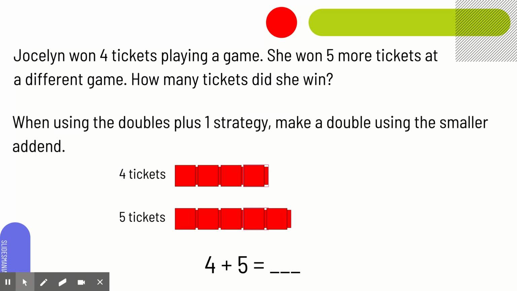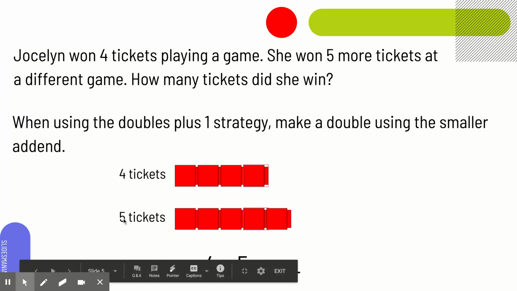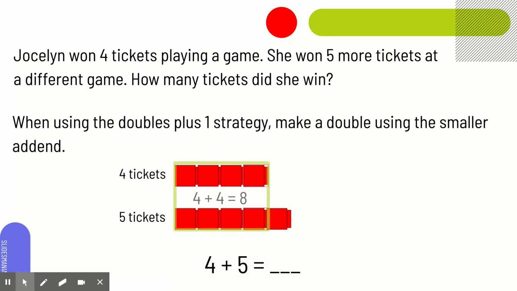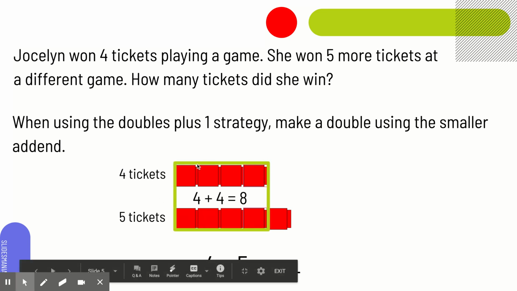So we are going to make a double using the smaller addend. Remember, addends are the numbers that you see in an equation. So which addend is smaller, 4 or 5? Right, 4 is smaller. So we are going to group those linking cubes together. So we have 4 up here and then 4 down here. Our linking cube right here, we are going to ignore him for now.